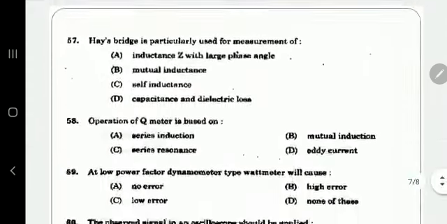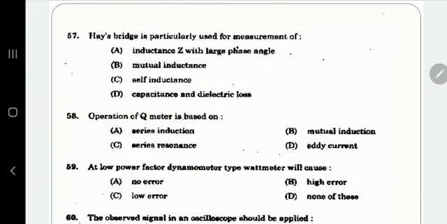So let's move on to the next question, that is question number 57. Hay's bridge is particularly used for the measurement of... Hay's bridge is actually a modification of the Maxwell's bridge, and the answer for this question is actually A. So Hay's bridge is used for measuring the self-inductance actually, but as it is asked, particularly used for the measurement of inductance where the impedance phase angle is very large. If the phase angle of the impedance is large, such inductance values can be easily measured using the Hay's bridge, and it is a modification of the Maxwell's bridge. So that is regarding question number 57. Your answer is A. Let's move on to the next question, question number 58.